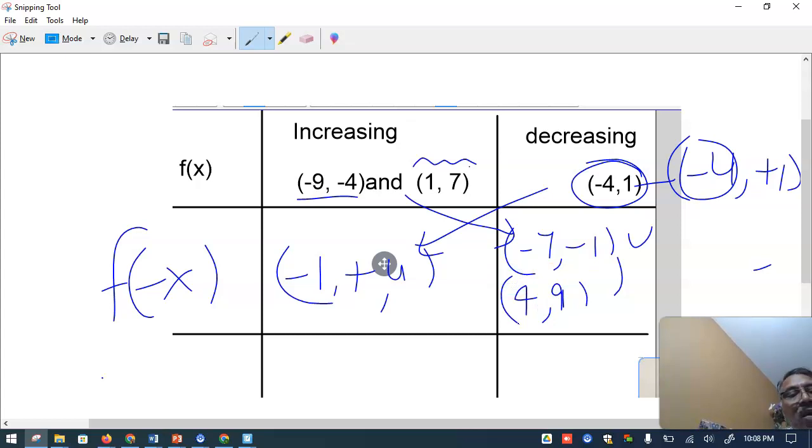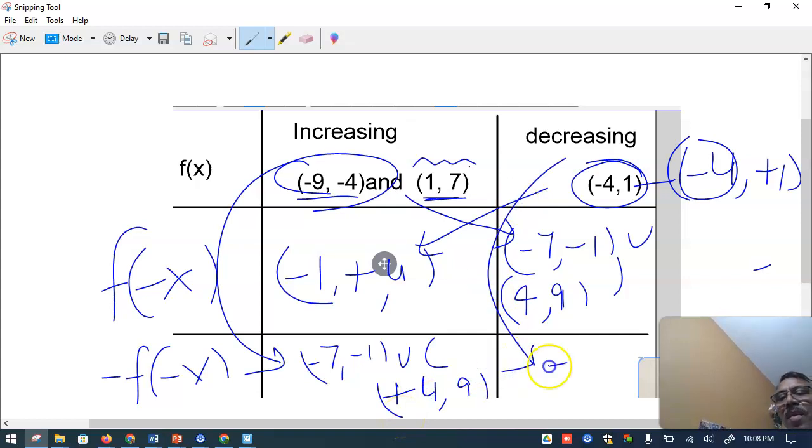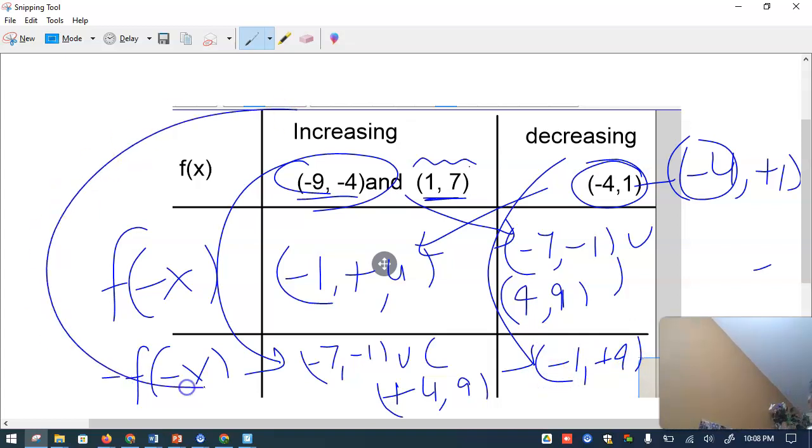But the same thing, what if it was f of minus x? How do you do it? You just have to swap and switch these numbers. Then minus 9 and 4 or 1 and 7 will become minus 7 and minus 1 union. This will become plus 4 and 9, and you're done. It's so simple. And this will switch to minus 1 and plus 4. You swap and switch. That's it. So the goal of my lesson was just, can we do this so quickly like this? That was the main thing.